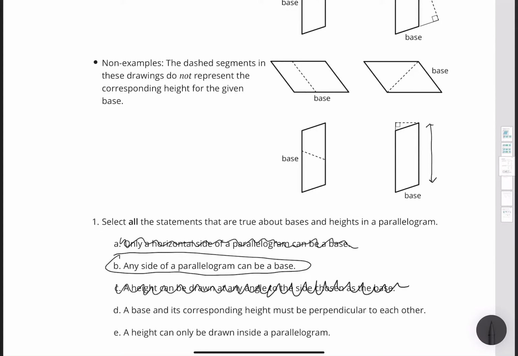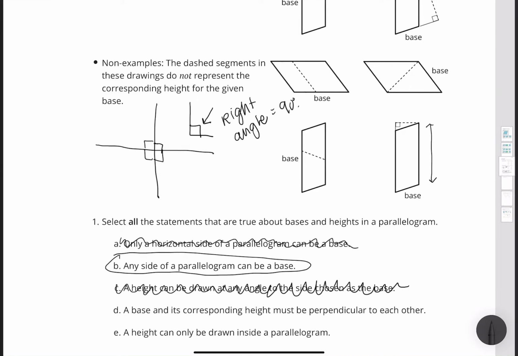Now let's look at part D. It said a base and its corresponding height must be perpendicular to each other. Now perpendicular is when it creates a 90-degree angle. And I don't know if you guys recall this from a previous lesson. Anytime you see this little box within 2 legs of an angle, that indicates that it's a right angle, which equals 90 degrees.